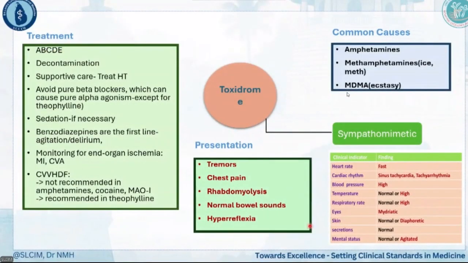And the next one is the sympathomimetic toxidrome. As you're aware, tremors, rhabdomyolysis, chest pain, the patient can complain, and usual causes are amphetamines, methamphetamines, MDMA, and so on. Again, the supportive care is very important to treat hypertension, and you might have to avoid pure beta blockers. Please remember that. And sedation is necessary. Benzodiazepines you have to use. Again, you have to monitor for end-organ ischemia because MI and CVS events are very common.